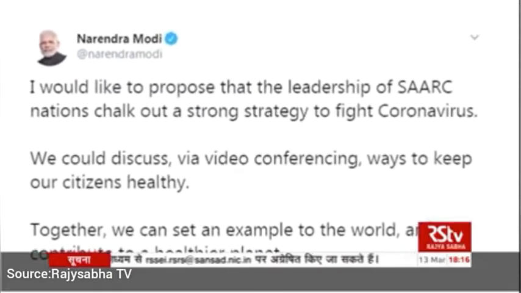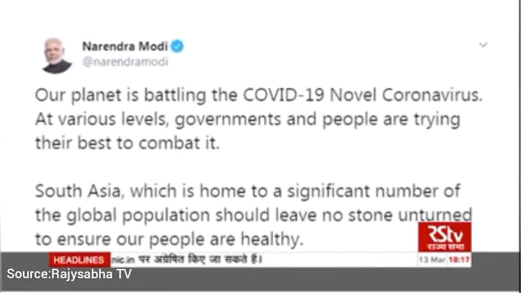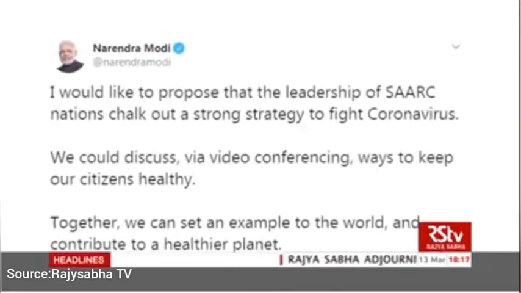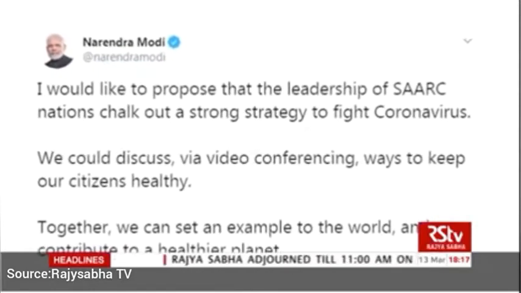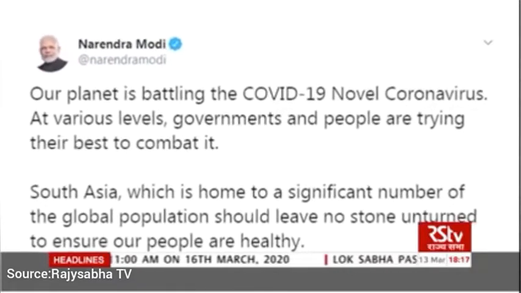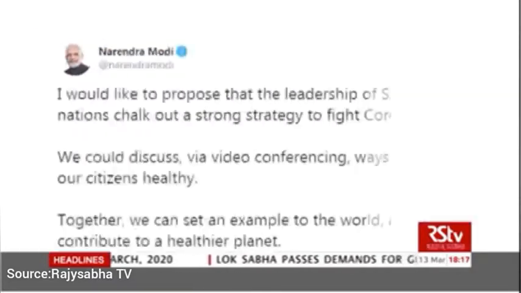He said the planet is battling the COVID-19 virus, and at various levels, governments and people are trying their best to combat it. He added that South Asia, which is home to a significant number of the global population, should leave no stone unturned to ensure that its people are healthy.